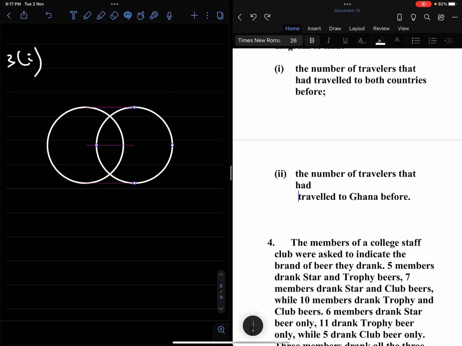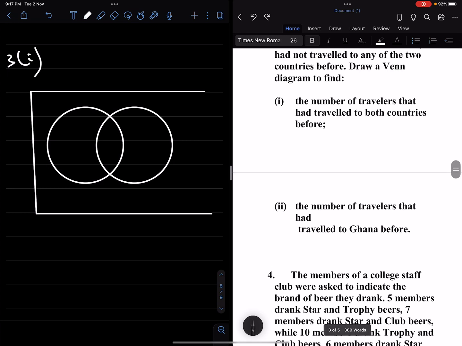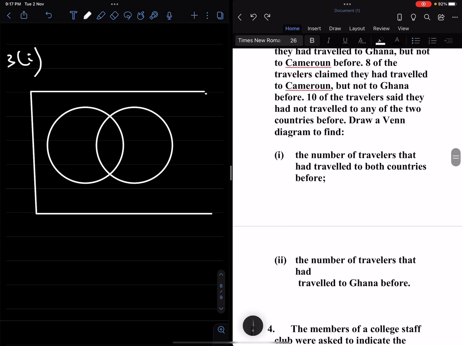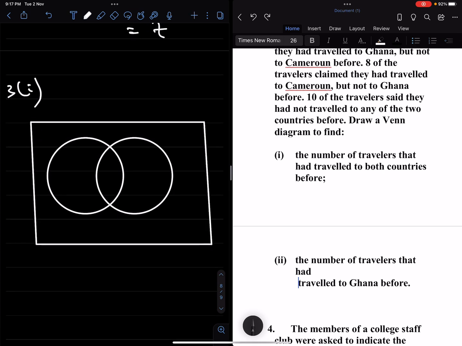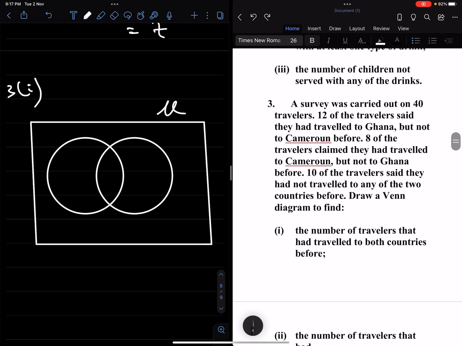Let me just duplicate it here. This will represent the number of travelers that had traveled to Cameroon before, while this rectangle will represent the total number of travelers, or the total number of people involved in the survey. So that's a universal set. We don't know how many they were. Okay, we know the number of elements in the universal set is 40 because the survey was on 40 travelers.